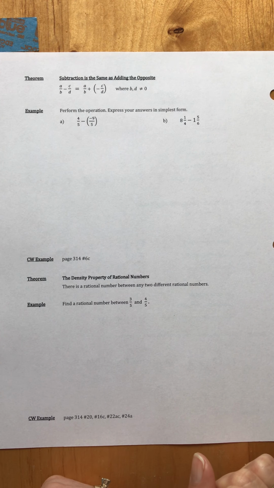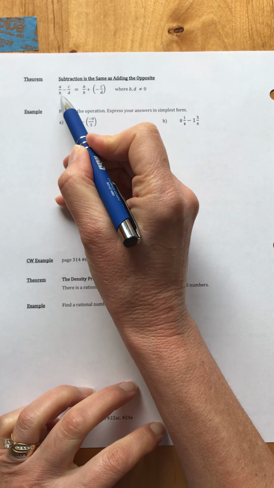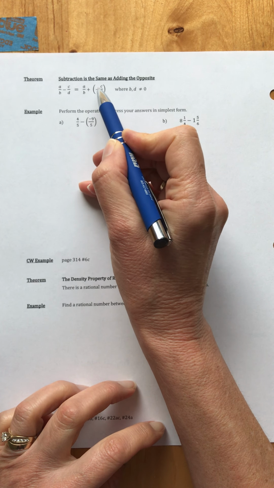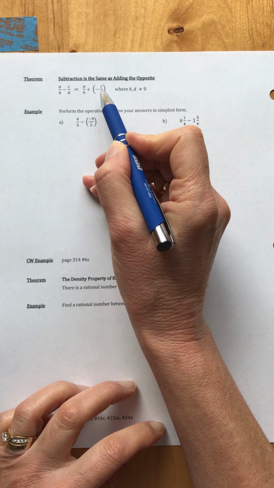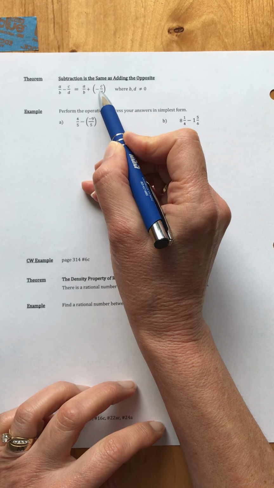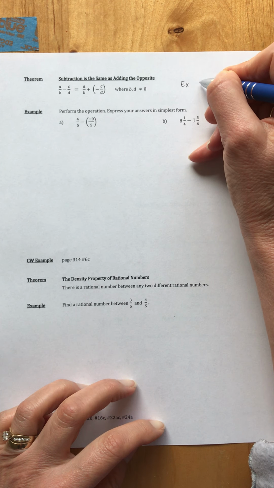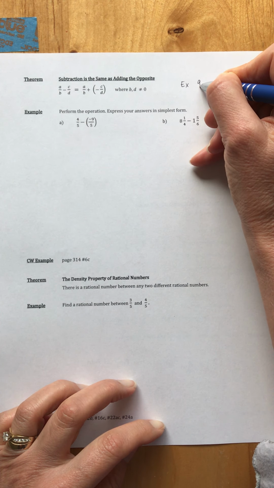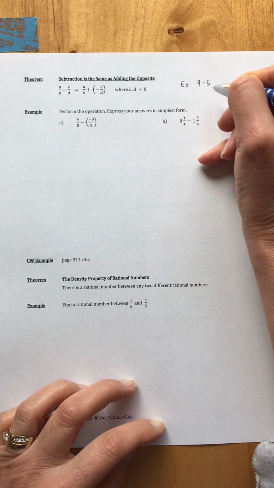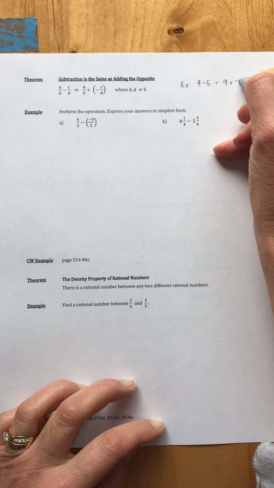This is section 6.4, page 2. So here the first theorem we have is saying that when we subtract two fractions, that's the same as adding the opposite. Okay, so we just change this into a plus sign and make the second fraction negative. And so, an example of this with whole numbers would be something like this. If we have 9 minus 5, that's the same as 9 plus negative 5.